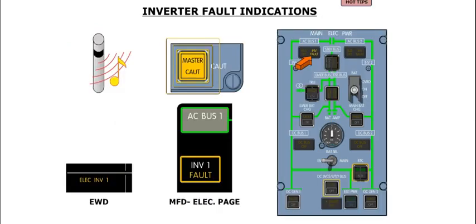The inverter fault lights monitor the associated inverter. An inverter fault light will illuminate in the event an undervoltage or overvoltage has been detected at the output of the associated inverter. An undervoltage could be caused either by an inverter failure or a loss of power to the inverter. Regardless of the cause, the illumination of an inverter fault light will result in a single chime, both master caution lights will flash, an electrical inverter 1 or 2 message is displayed on the EWD, and an amber fault message appears in the associated inverter icon on the MFD electrical page.